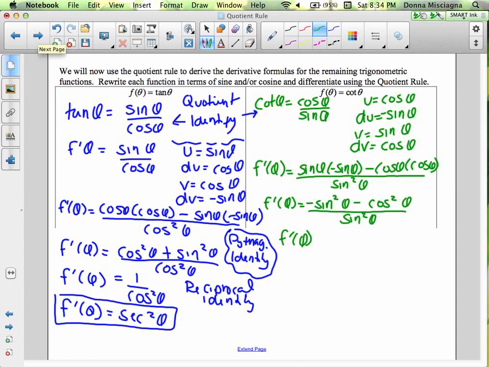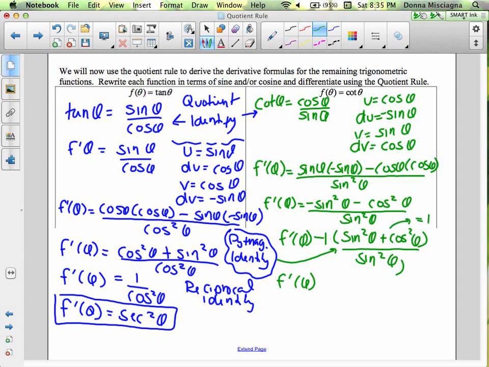Now let's factor out the negative 1. They're both negative. So if I factor out the negative 1, we have sine squared theta plus cosine squared theta all over sine squared theta. And we just know from a moment ago that's a Pythagorean identity. So this whole thing here just equals 1. So that would be negative 1 times 1, or negative 1, divided by sine squared theta.